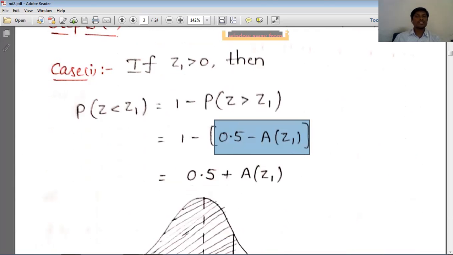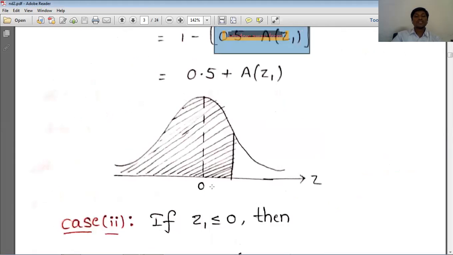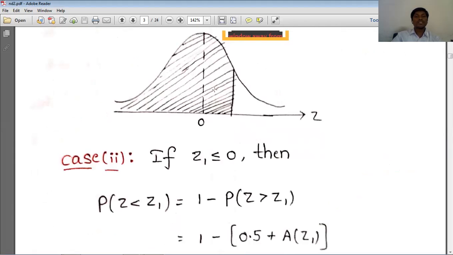After simplifying this, are you getting that one or not? 1 minus 0.5, and we are multiplying the minus inside the terms. So 1 minus 0.5, and next minus times minus is plus area of z1, right? So here 1 minus 0.5 is nothing but 0.5 plus area of z. So that's why here we go. And the shape of the curve in that case is 0.5 plus area of z.